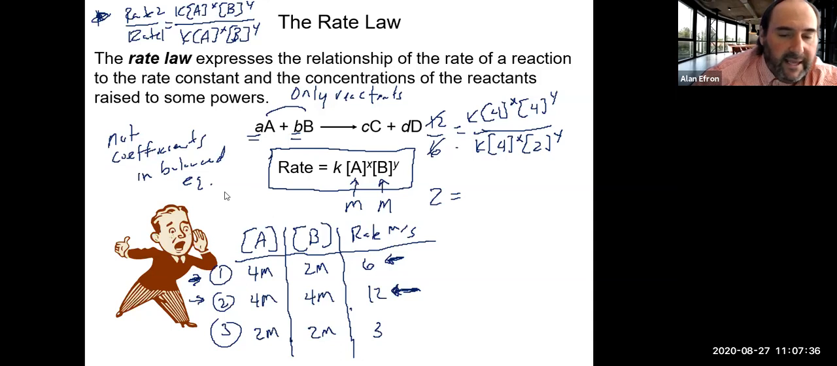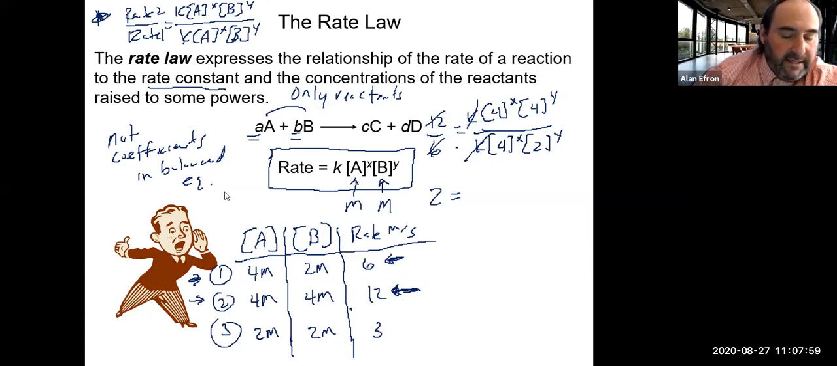When I take K on top and K on the bottom, although I do not know what K is at this moment, it is called the rate constant, which means although I do not know what the number is, I should know it is a constant number, which means the K on top will equal the K on the bottom, and they will cancel each other out.